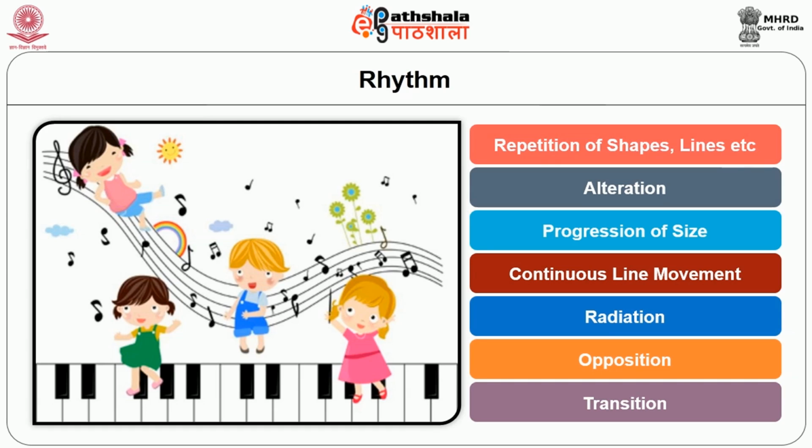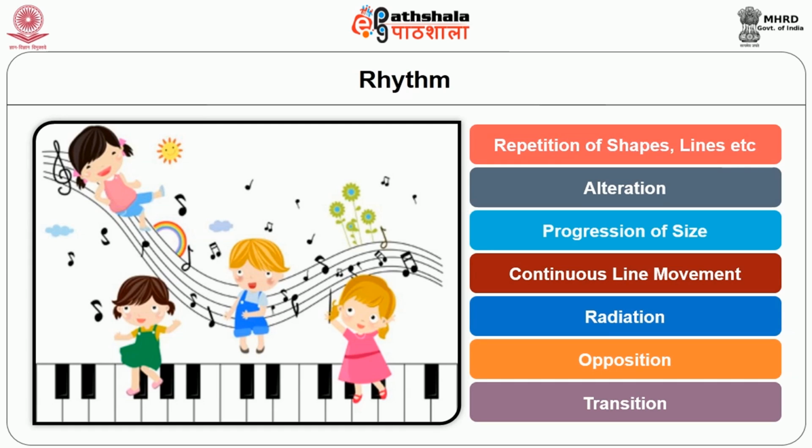Rhythm through alternation. Any design or line can be alternated with another to create interesting effects. Example, the stripes on a zebra. This type of rhythm overcomes monotony and creates interesting effect without changing the unity of the design created.